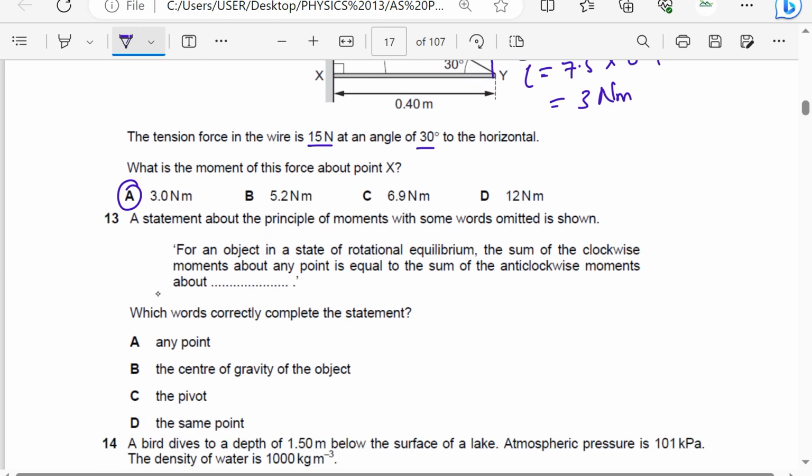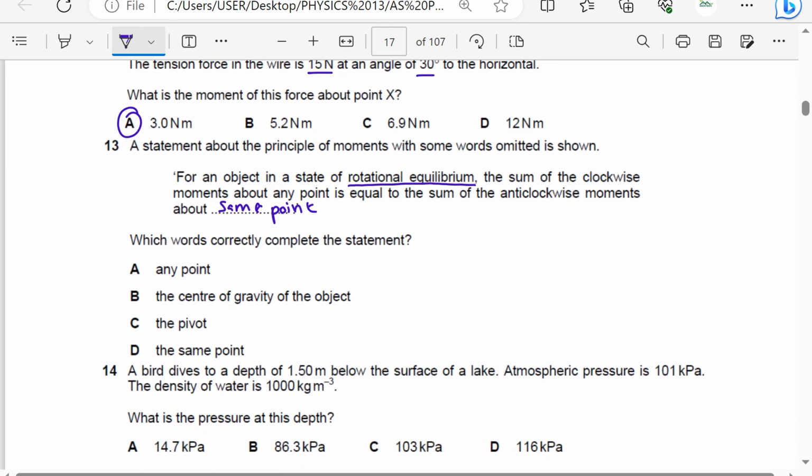A statement about the principle of moments with some words omitted is shown in the figure. For an object in a state of rotational equilibrium, here this means no resultant moment, the sum of the clockwise moments about a point is equal to the sum of the anticlockwise moments about the same point. So the question is, which words correctly complete the statement? Of course, this is automatically D, same point.